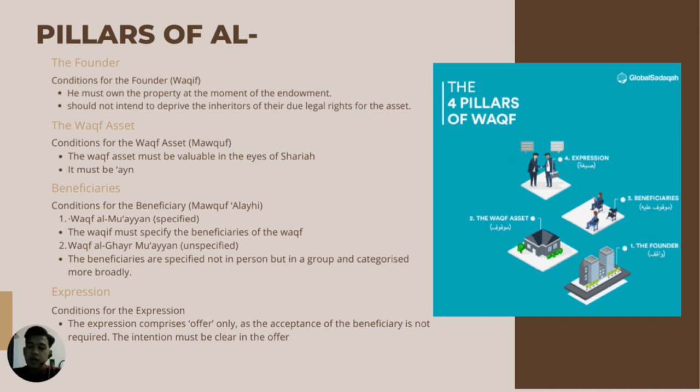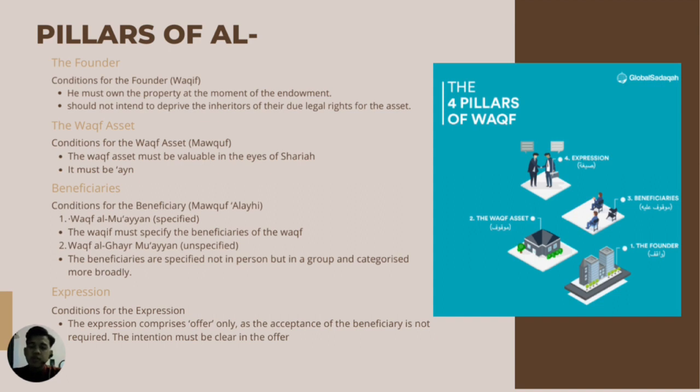So the third is the condition for the beneficiary, or we call mawquf alayhi. Under the Waqf system, there are 2 types of beneficiaries, each with its own conditions that must be fulfilled. The 2 types are Waqf al-Muayyan and Waqf al-Ghair Muayyan. Waqf al-Muayyan is the specified one. So the Waqif must specify the beneficiaries of the Waqf. The beneficiaries can be specific or undetermined, such as relatives or the diminished.